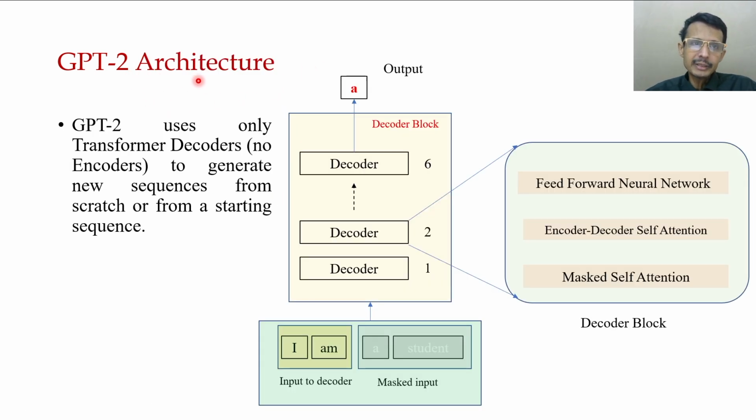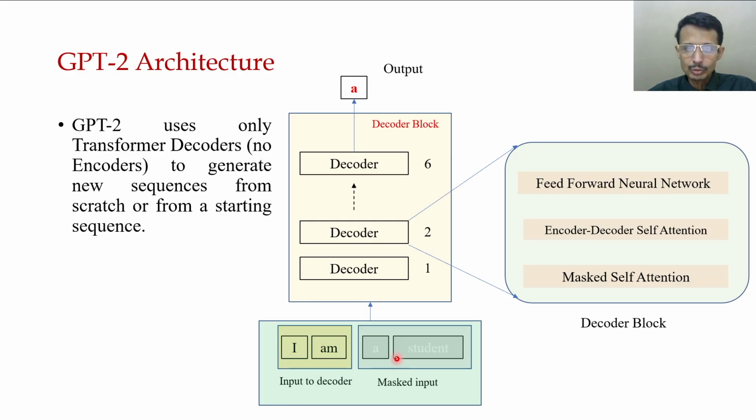So, what is the GPT-2 architecture? It is a very similar architecture, as we said for the normal GPT architecture, that is only transformer decoders. There is no encoder involved to generate a new sequence from scratch or from a starting sequence.